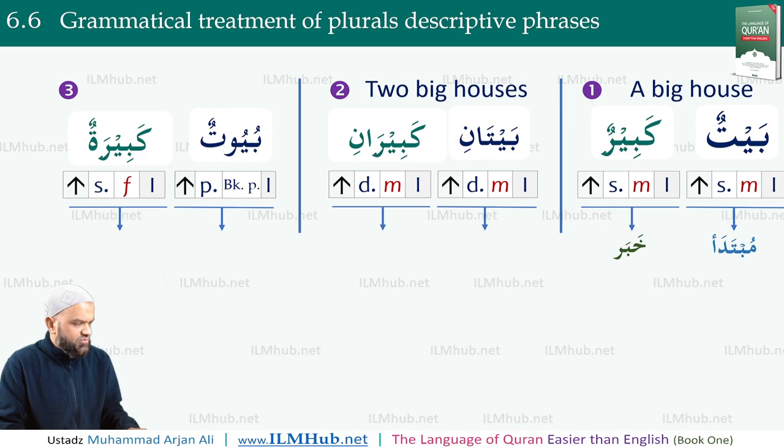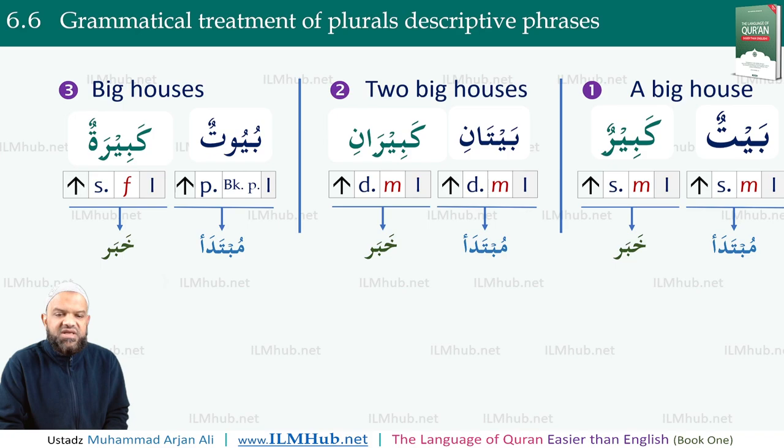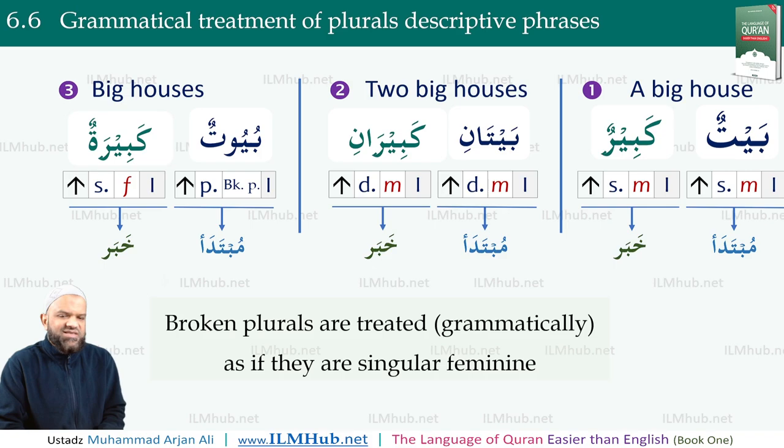But here, look at the descriptive phrase. Buyutun, houses. Right? Kabiratun, big. Big houses. But in English, I'll translate as plural. Kabiratun is singular feminine. Why does it need to be? Because the broken plural here is being treated as if it is singular feminine. Please remember this, inshallah, and you will not get confused.